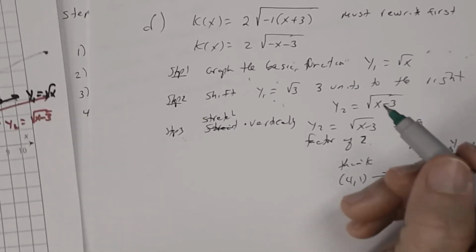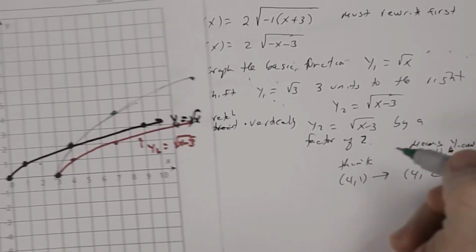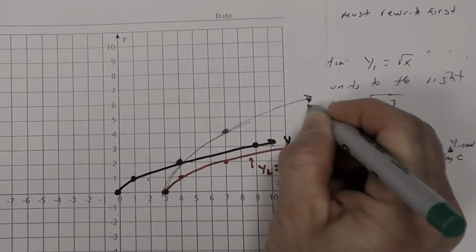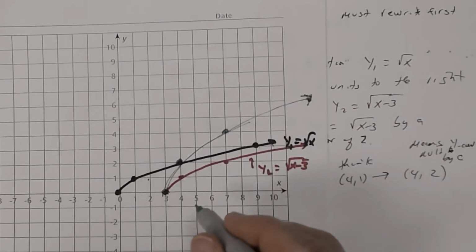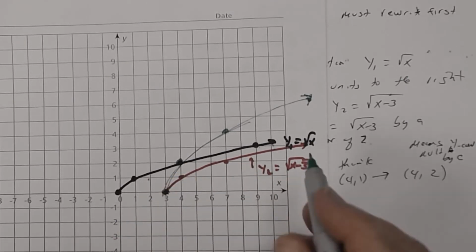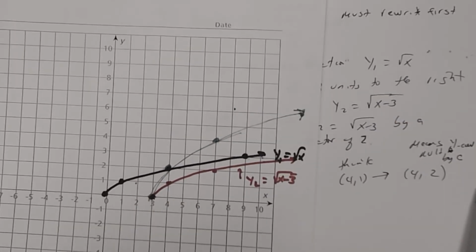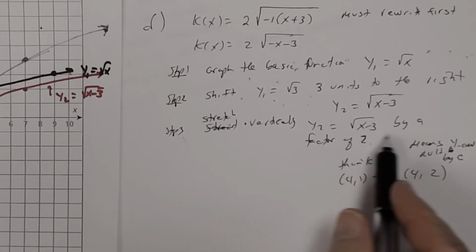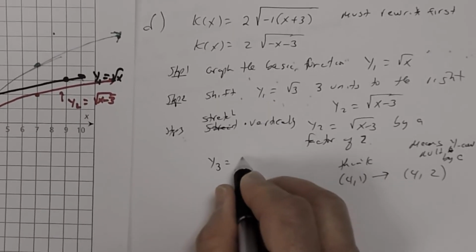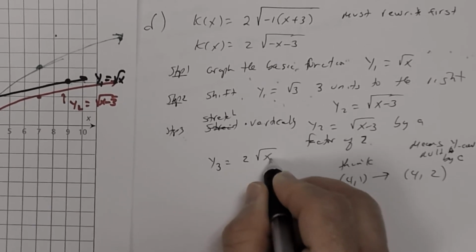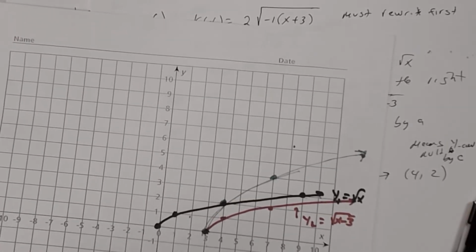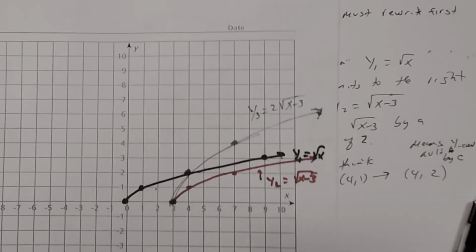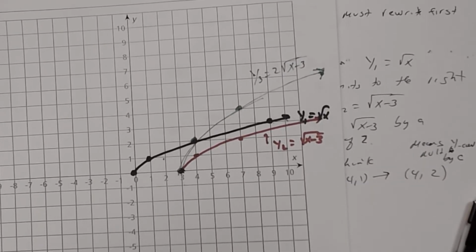Oops. So we reflected, okay, so that was a shifting. I'm sorry, I thought I had done the reflection. Oh Lord, I already messed up. Okay, so that is the stretching. So we stretch vertically, so we get y3 equals 2 square root of x minus 3, right? So we call this y3. So y3 equals 2 square root of x minus 3. Okay. Now we're going to do what?